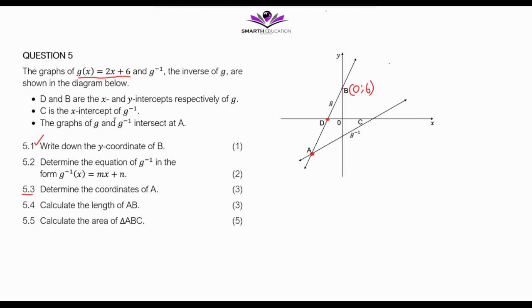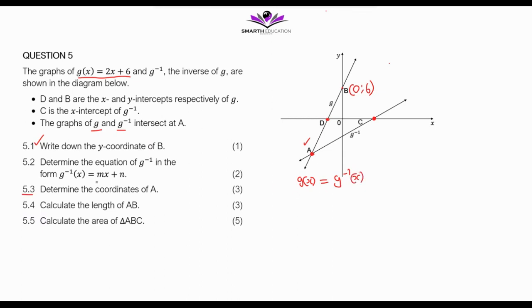C is the x-intercept of the inverse of g. This is C there. The graphs of g and the inverse of g intersect at A. So A is the point of intersection. So at the point of intersection, these two functions are equal, meaning that g of x is equal to the inverse of g of x.